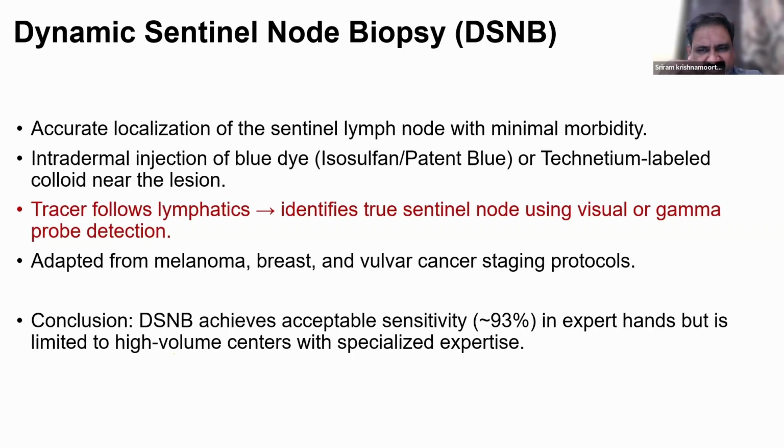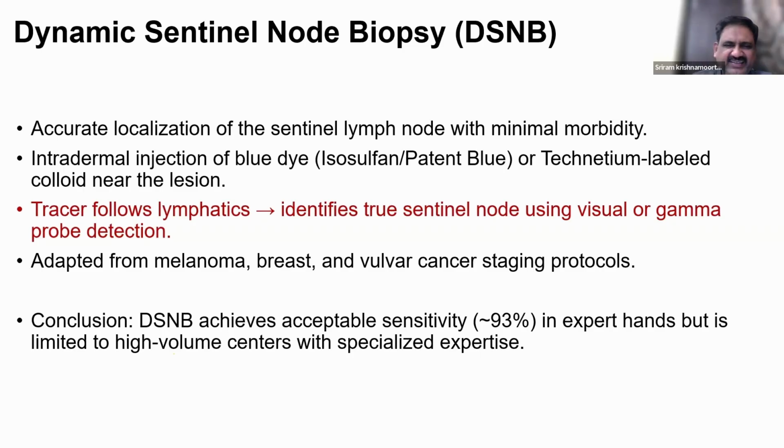You can also look for the presence of technetium labeled nanocolloid in that particular node and see whether the node is involved or not. If the node takes up technetium labeled nanocolloid and is also staining blue, the probability of harboring malignancy is very high there. That is how you will be able to pick up the sentinel lymph node with the highest degree of accuracy.